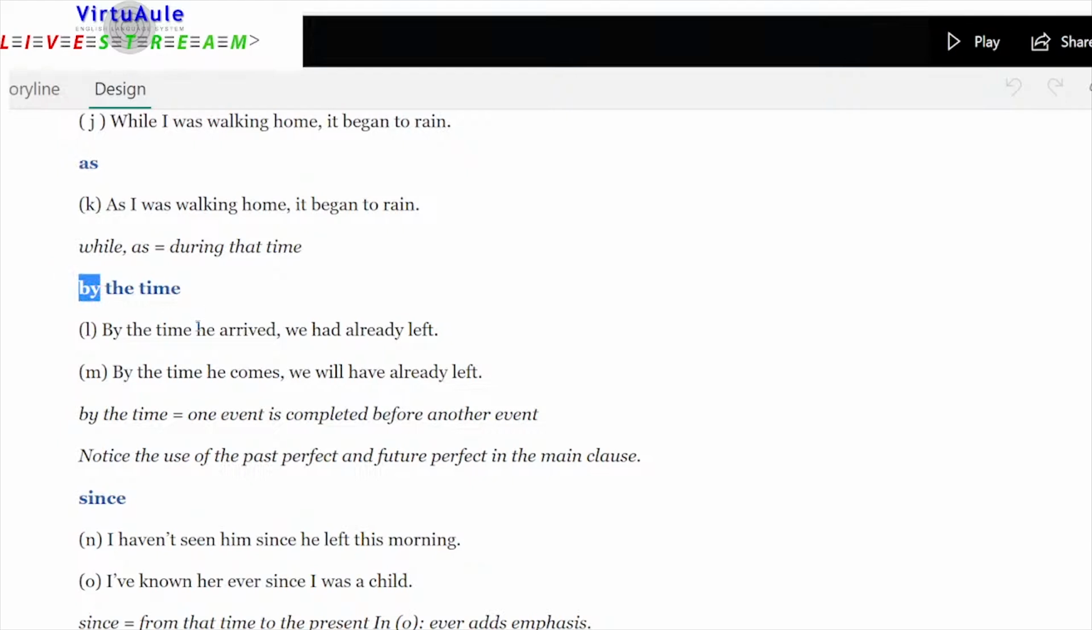It's a perfect time. It's not really a specific moment. It's just saying that one event is completed before another. We don't know when. By the time he arrived, we don't know. We had already left. If we left at 5 o'clock, maybe he arrived at 5 minutes to 5. Maybe he arrived at 4 o'clock. We really don't know, so it's not very specific. That's the reason that it's perfect.